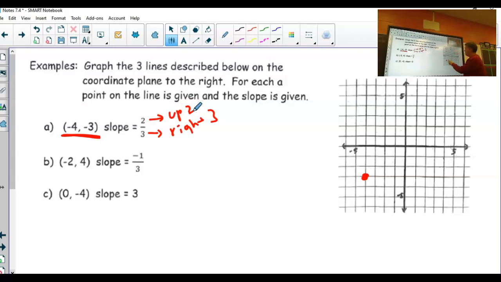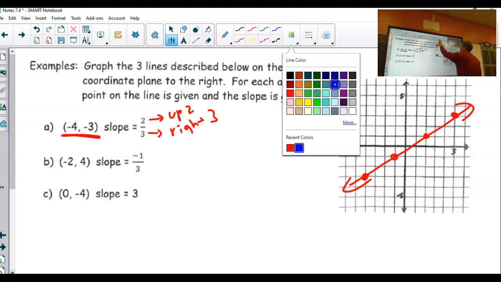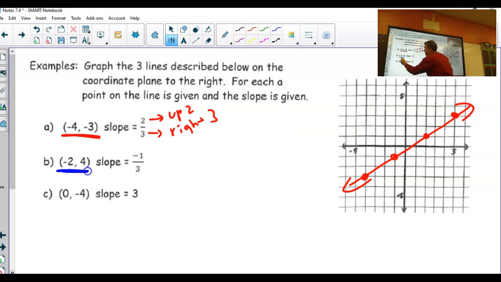I'm going to start at my point that I already have and go up 2, right 3, up 2, right 3, up 2, right 3, and look how fast I just drew that line. That line took me like, what, 10 seconds to draw? Let's try another one. How about this line?